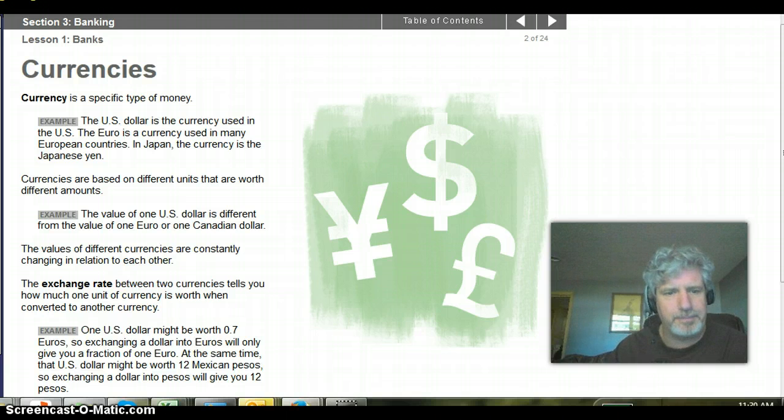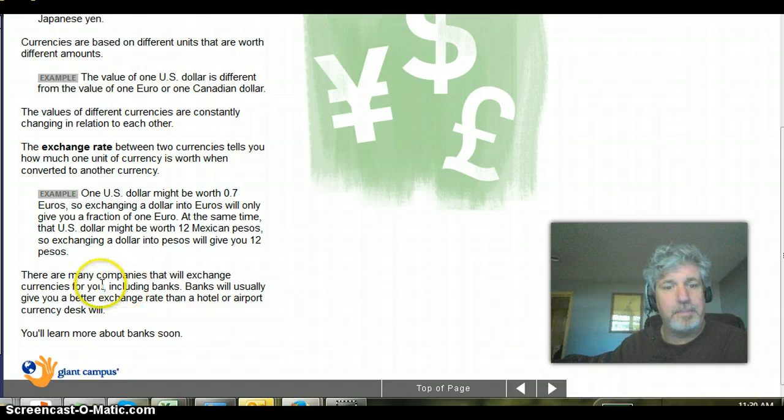At the same time, the US dollar might be worth 12 Mexican pesos, so exchanging a dollar into pesos will give you 12 pesos. There are many companies that will exchange currencies for you, including banks. Banks will usually give you a better exchange rate than a hotel or airport currency desk will. You'll learn more about banks soon.